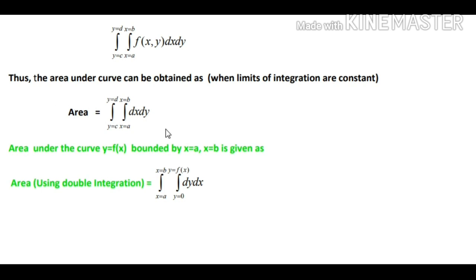So these formulas we have already discussed. If we have to find the area under the curve using double integration, then we will use this formula, and if we have to find the volume, the difference between these two formulas is this: when the limits of integration are constant, x from a to b, y from c to d, both limits of integration are constant, then we will use this formula. And when limits of integration are variable, so order of integration is dy dx and y varies from 0 to f(x), where f(x) is a function which is a variable limit, then we will use this formula.